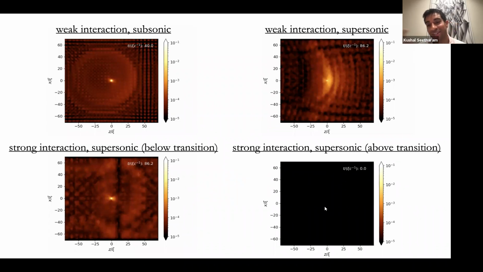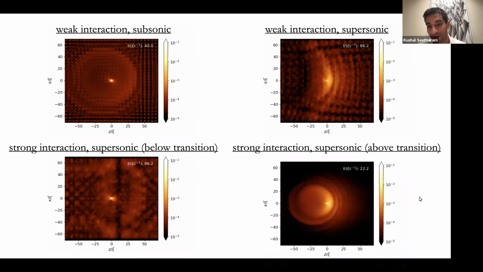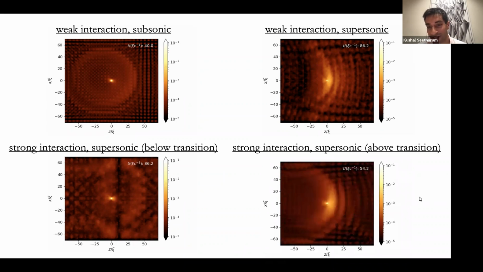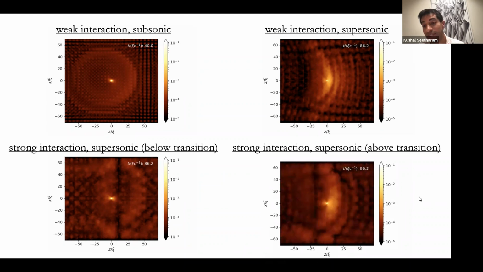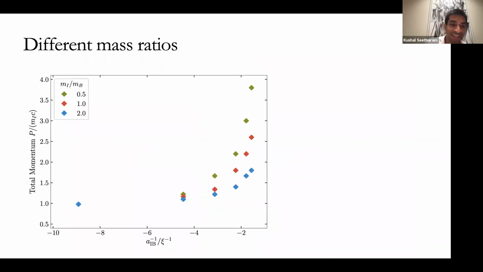But if you're sufficiently far above the transition, if you're sufficiently supersonic, you'll see something slightly different, which at short times looks similar. But then as you get to later and later times, this shallow shockwave in front of it seems to persist. This corresponds to the average velocity of the impurity still ending up at the speed of sound at late times and not falling below it.